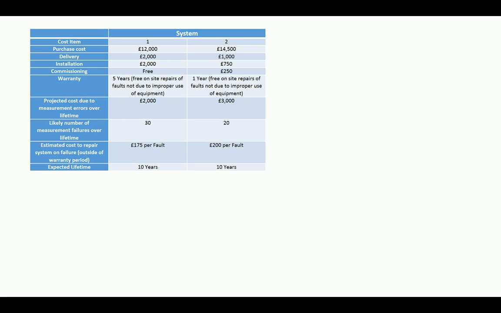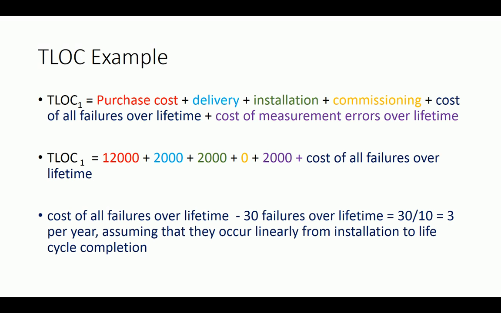The first one said that it had 30 errors or failures over a lifetime, likely number apparently. So if we have 30 failures over a lifetime of 10 years, that's 3 failures per year. And the critical thing here is we're assuming that the faults occur in a linear fashion. So from install to end of life, 10 years, we are assuming that it has 3 faults per year.